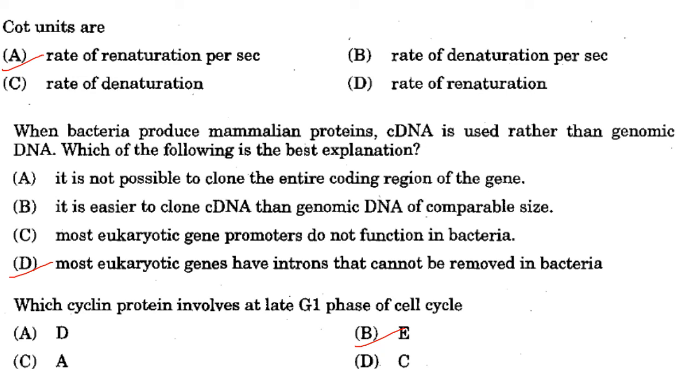Then when bacteria produce mammalian proteins, cDNA is used rather than genomic DNA. Which of the following is the best explanation? Most eukaryotic genes have introns that cannot be removed in bacteria. So when bacteria produce mammalian proteins, cDNA is used rather than genomic DNA because there are no proteins which will cleave off the introns in bacteria. Then next one, which cyclin protein is involved at late G1 phase of the cell cycle? Answer is option B, that is cyclin E.